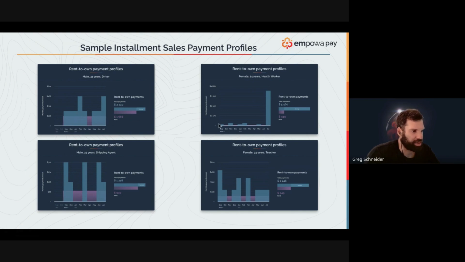This client as well, again, really scraping by. They want big contribution towards their home. So again, most systems cannot account for this level of flexibility and variability. And again, here's a fourth example, of a teacher.